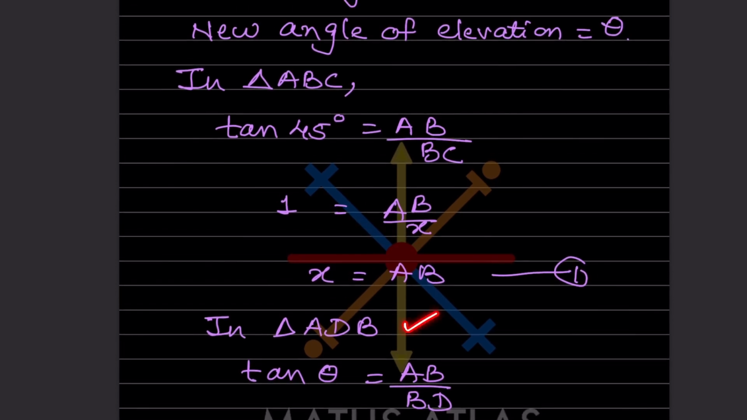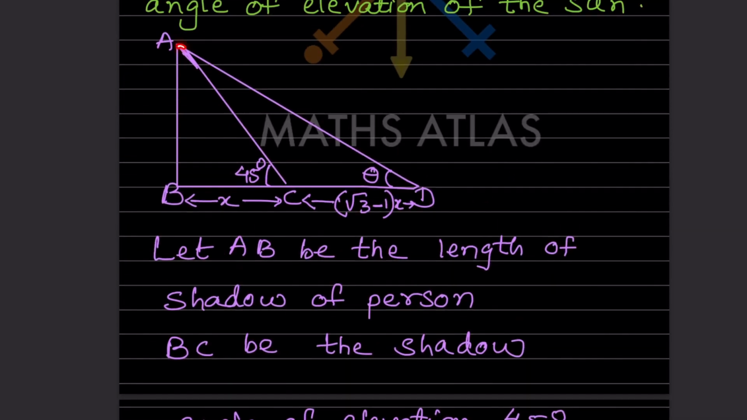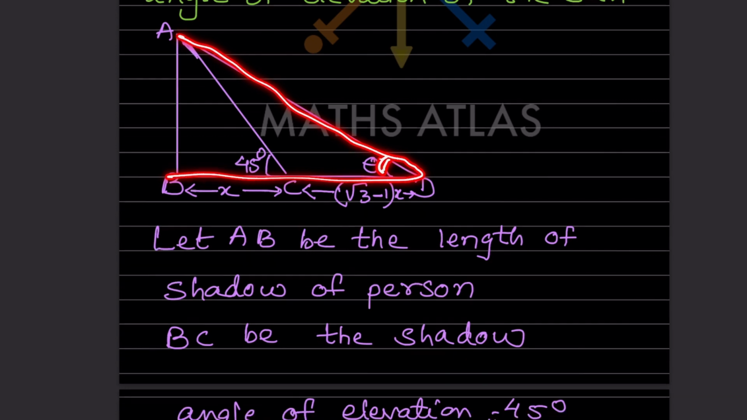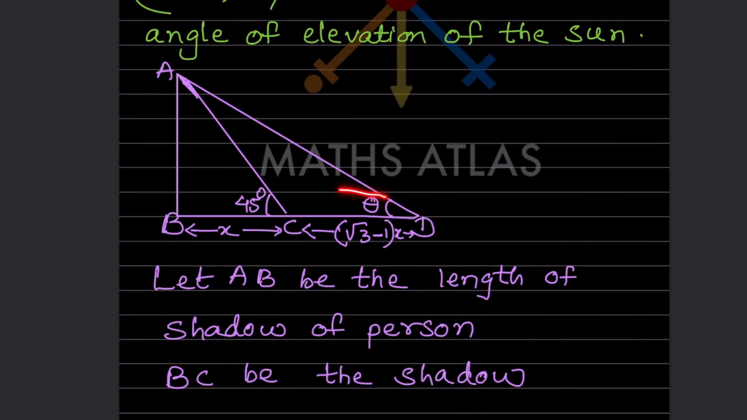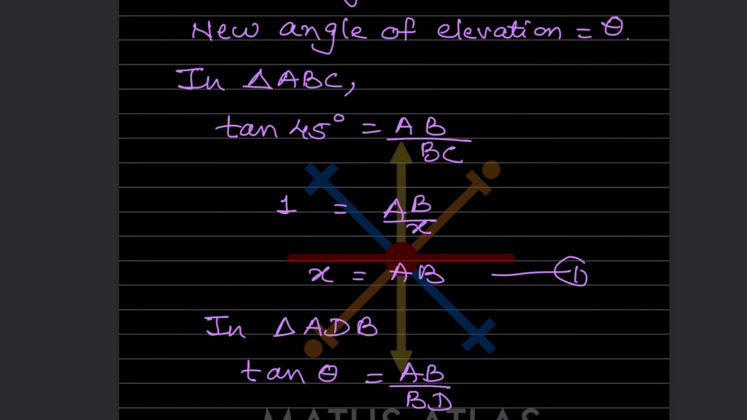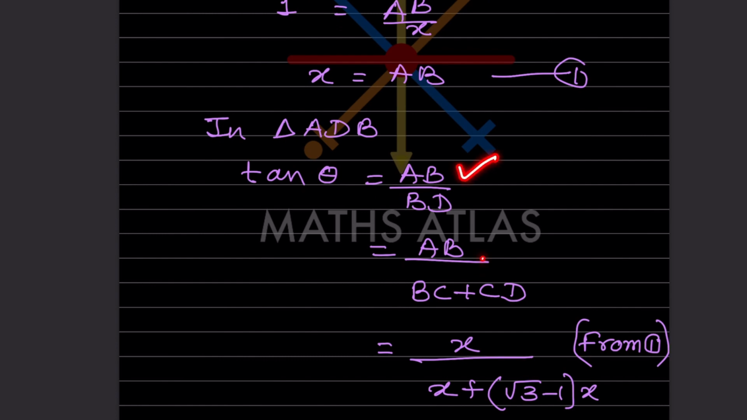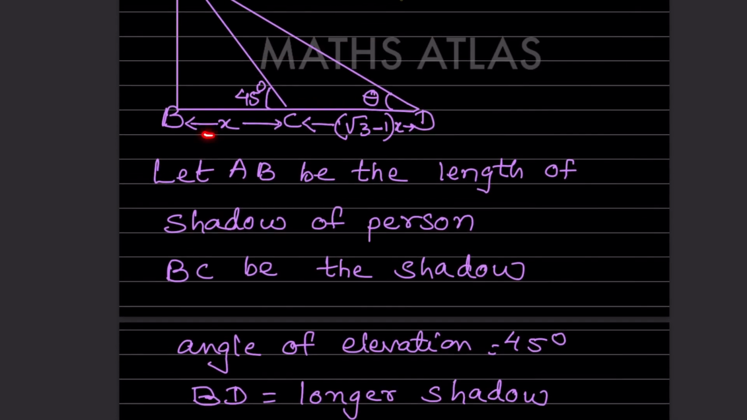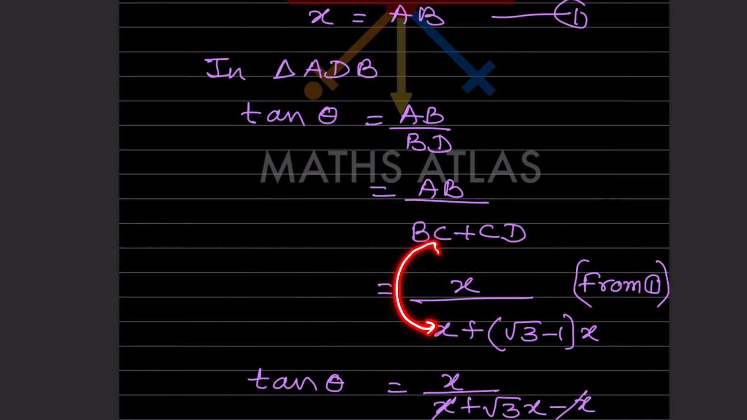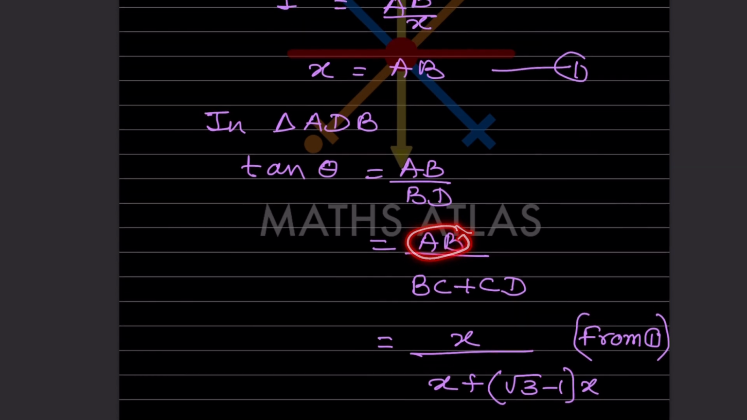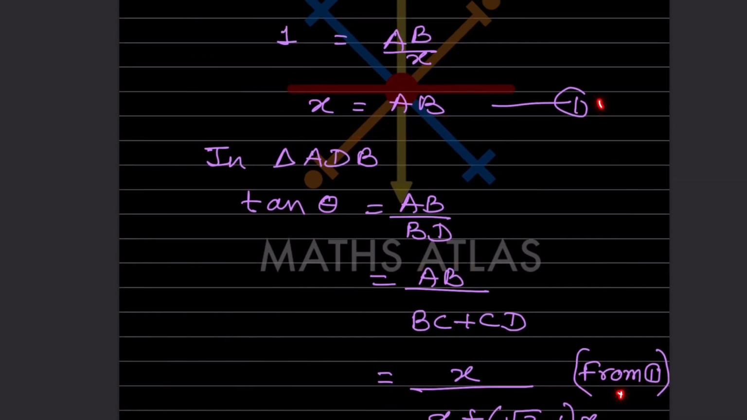Now we consider triangle ADB. If we take tan theta, that is AB by BD, because this side is the opposite and this whole thing is the adjacent. Now you know AB, but what is BD? BD is nothing but BC plus CD, so we write the value of BC, that is x, and CD is (root 3 minus 1)x. And AB is x, from equation number 1.